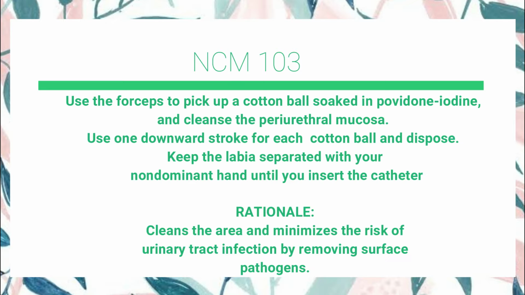Holding the labia apart with your non-dominant hand, use the forceps to pick up a cotton ball soaked in povidone iodine and cleanse the periurethral mucosa. Use one downward stroke for each cotton ball and dispose. Keep the labia separated with your non-dominant hand until you insert the catheter. It cleans the area and minimizes the risk of urinary tract infection by removing surface pathogens.